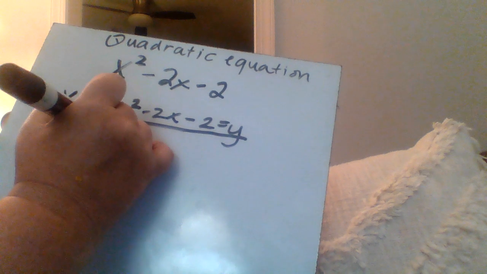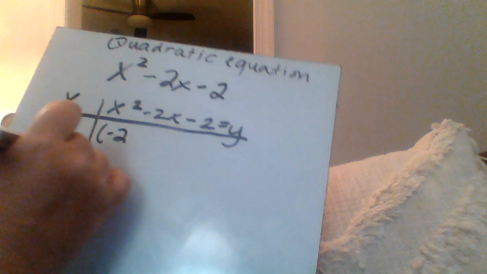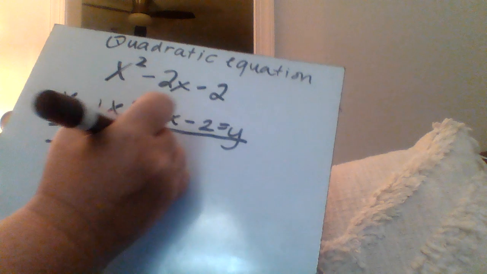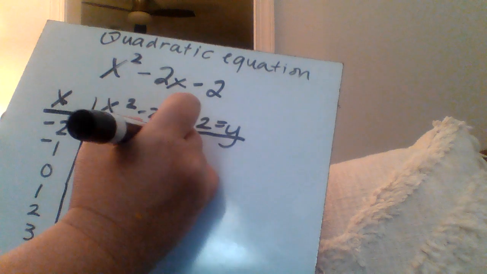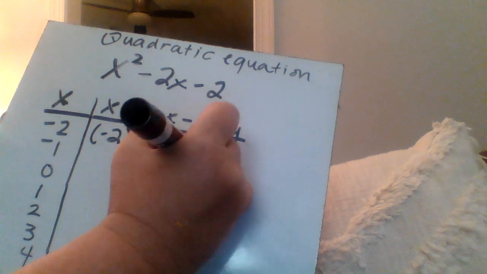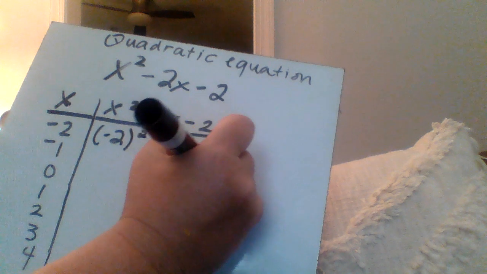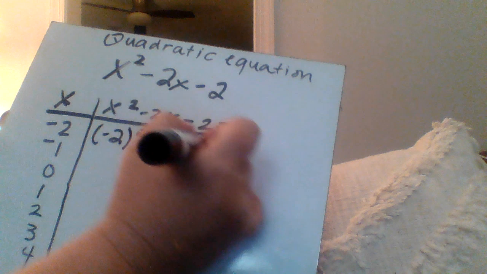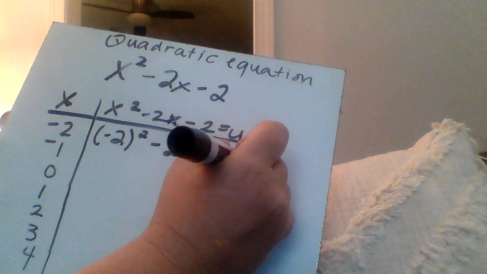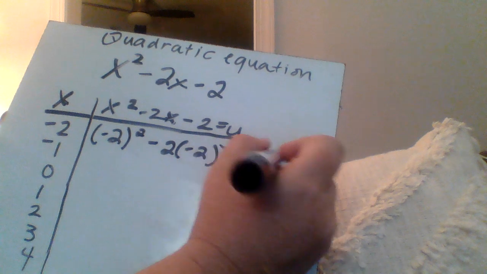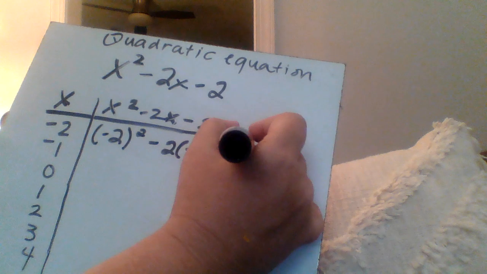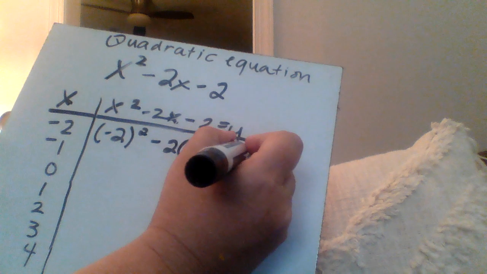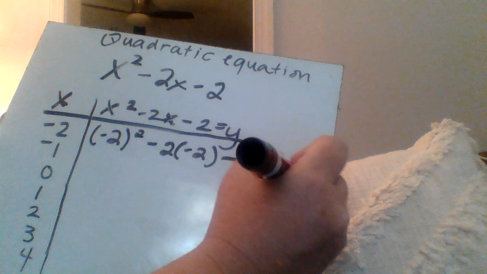I won't work all of these out, but we would just put in simply -2. We're going to square that given the equation. Minus 2 times -2. Again, we're plugging that in for this x. And the equation has -2. And that's going to give us our y. When we work all of that out, that's going to give us a 6.